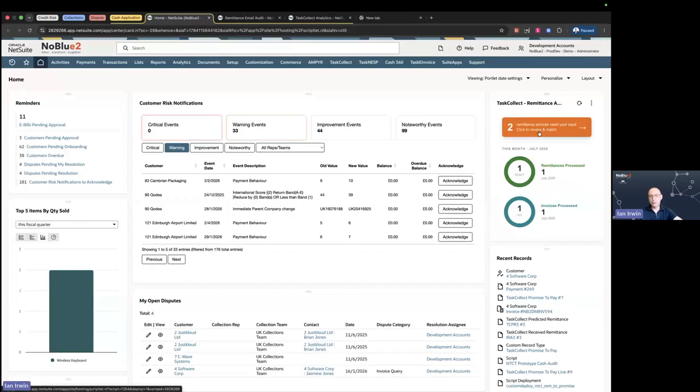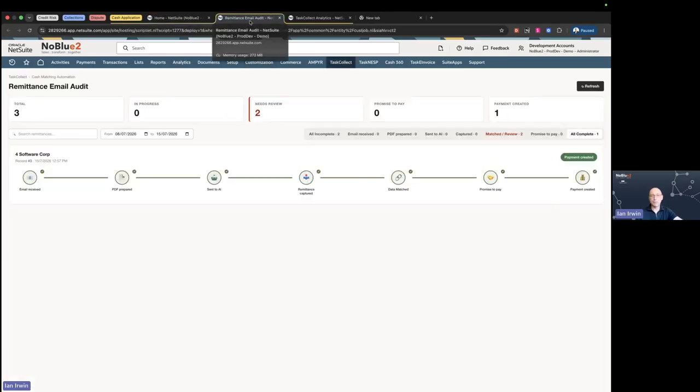This does allow me to drill through and see our remittance workbench, which will show me the inbound remittances that require my assistance. But we also have an audit screen, which perhaps brings it to life a little bit better for the purposes of illustration. So what we have here, we have our remittance audit screen open, and it's filtered to show only the complete end-to-end process remittances at the moment.